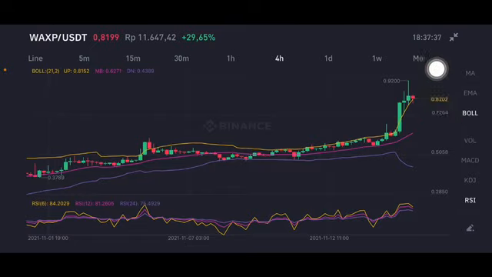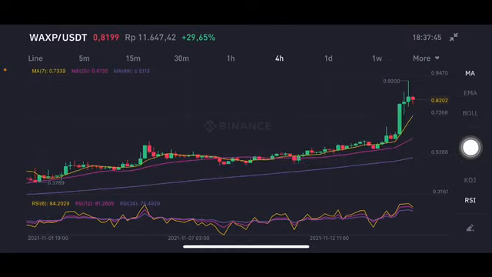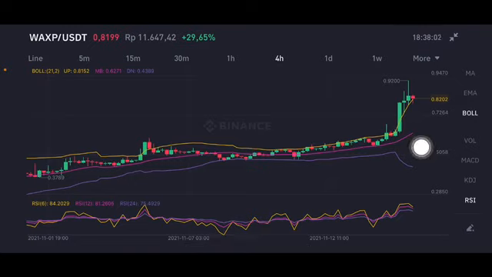Having a correction on the 4-hour chart, previously going up until 0.92, but now it's already dropped to 0.8199. We're going to see here if the price is still above 0.733 US dollar, then there is still an opportunity to go up and get higher. But if it drops, then it goes to the pink one here, moving average 25 at 0.6135 US dollar. The RSI stochastic is still in the neutral position, not overbought, not oversold.